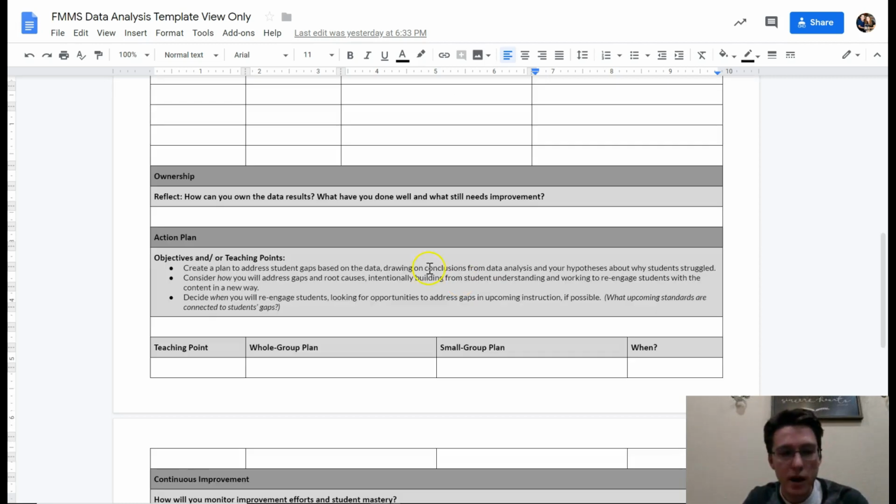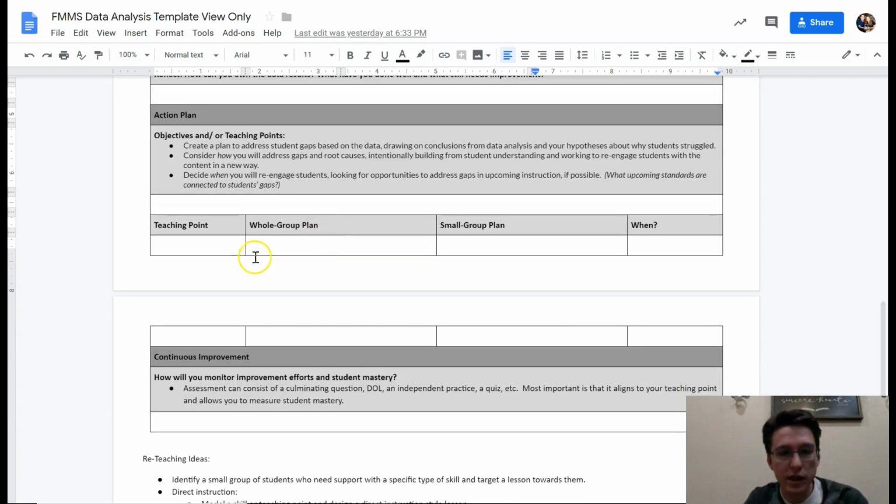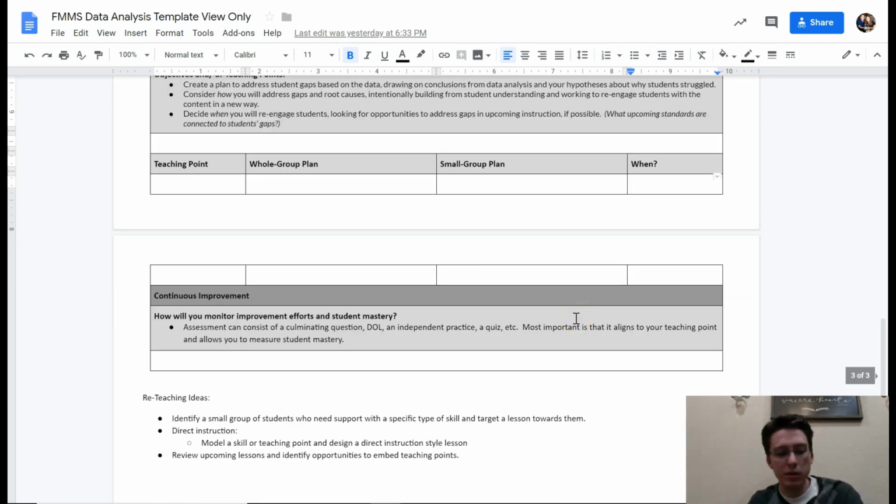Whatever it may be. Next, like I said, ownership, action plan. So the action plan, just to outline this a little bit more. What is the actual teaching point that we need to focus on? How are we going to do that both whole group and small group? Obviously, there's going to be individualized data, so how are we addressing students individually? And when is this going to happen? So it's not just some vague plan, like, oh, this might happen somehow. But this is how, this is what, and this is when this is going to happen.